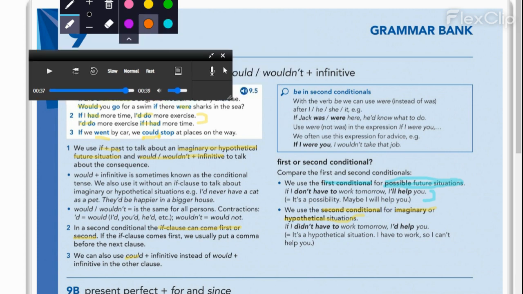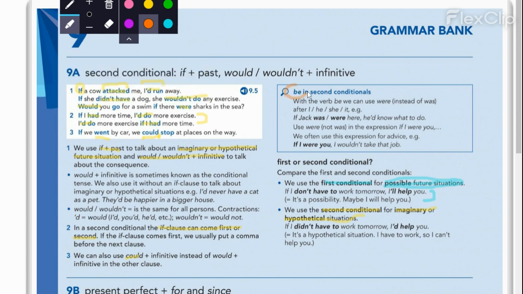Which is about the verb to be here in the second conditional. Let's see what happens. With the verb be, we can use were instead of was after I, he, she, it, okay? I can say if Jack was or if Jack were here, he'd know what to do. It's the same. But we must use were if I use the expression if I were you.